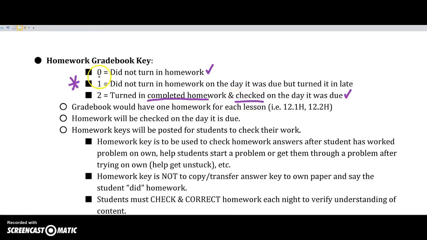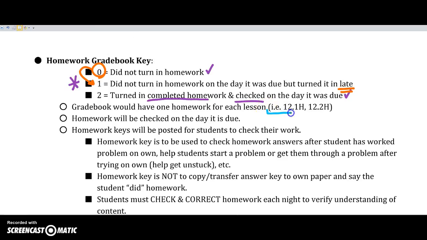So if I had a lot to do that night and I got a 0 and I didn't do my homework, they can earn a 1, which means they didn't turn their homework in on time, but they did turn it in late, and that homework is completed and checked. So we want to give them the opportunity to earn that reassessment. Sometimes we have a lot going on and we do want them to have that power to continue to want to finish the homework or to do their homework even if they didn't do it the first night. The grade book would have 1 homework for each lesson.